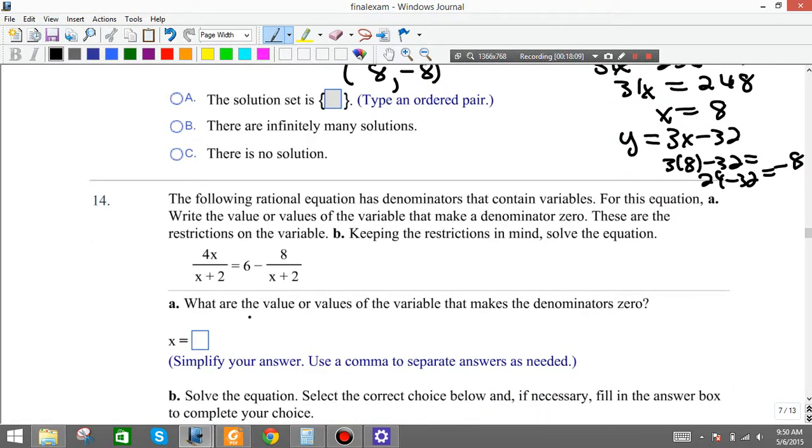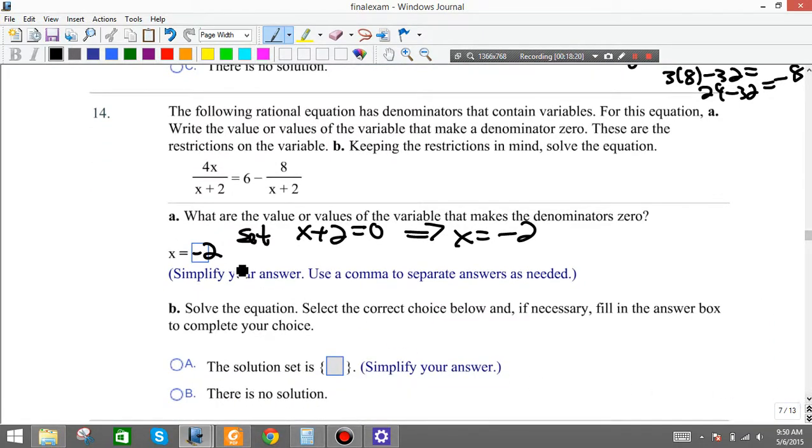For this one, you set the denominator equal to 0. x plus 2 is equal to 0, which means x is equal to negative 2. And the answer is negative 2 there. When you solve this one, you're going to multiply everything by x plus 2. So 4x over x plus 2 equals 6 minus 8 over x plus 2. You need to multiply everything by the common denominator, which is x plus 2.